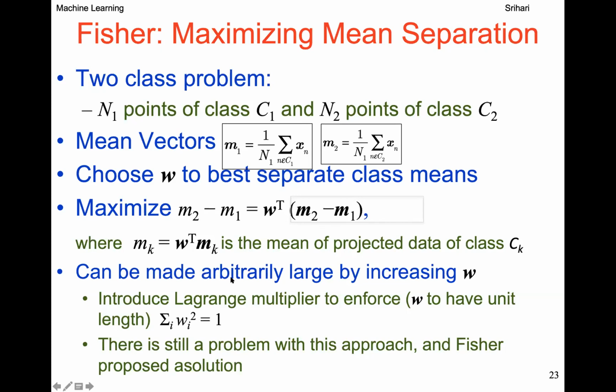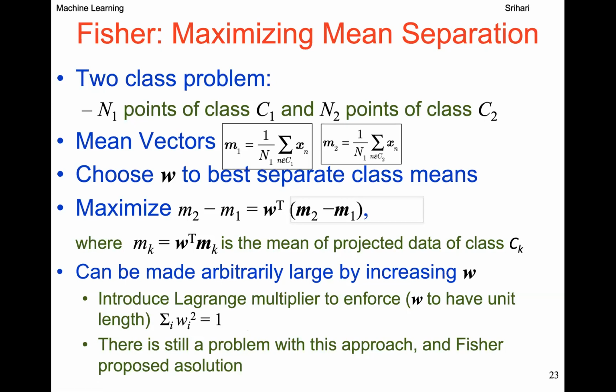And this can be made arbitrarily large by increasing W. So it is unconstrained. If you make it very large, then this maximization keeps on getting better and better. We don't want that. We introduce a Lagrange multiplier to enforce W to have unit length. So we're saying we add an additional term to it. That is a regularization term. We add that. There's still a problem with this approach, and Fisher proposed a solution.